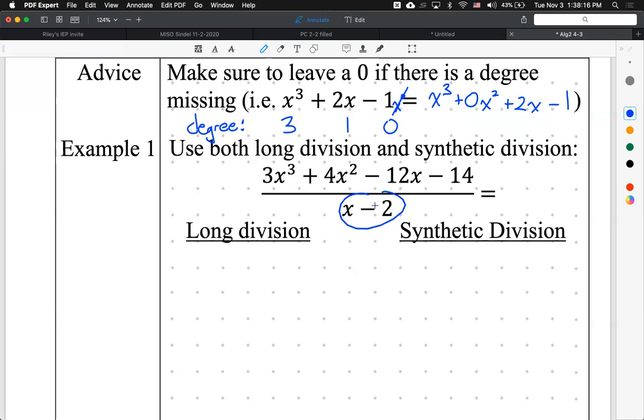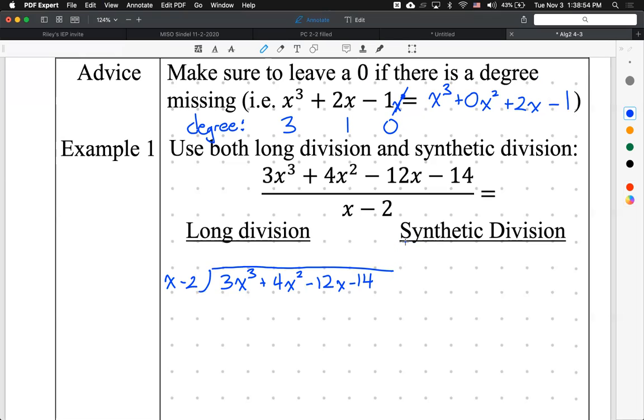Again, we are dividing by x minus 2. Skip a line, because our answer is going to be written right here, and say x minus 2, and that's going to go into this. Then check: do we need a placeholder value? It goes degree 3, then 2, then 1, 0. We do not need a placeholder value. So I'm going to write 3x to the power of 3 plus 4x squared minus 12x minus 14. I still need to have room for my remainder. My remainder will be written right there.